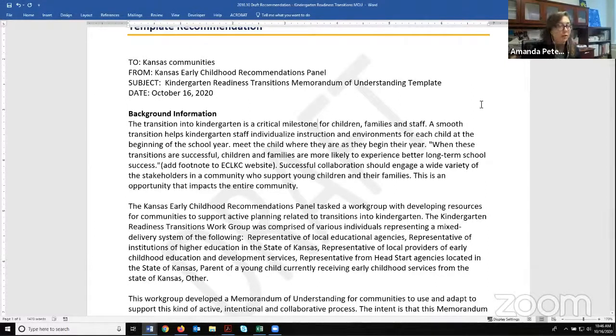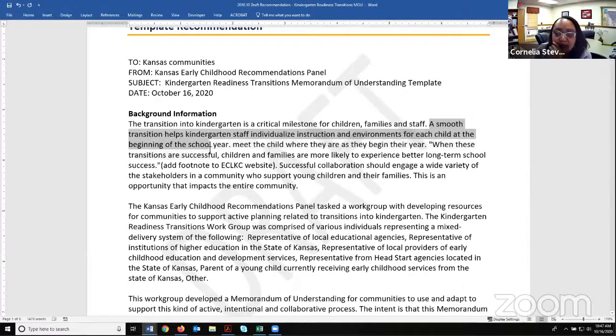Okay. And then Cornelia, a smooth transition helps. Can you say what you said again? You know, it comes and then it doesn't. I think I was saying that a smooth transition helps ensure the individual needs of children.